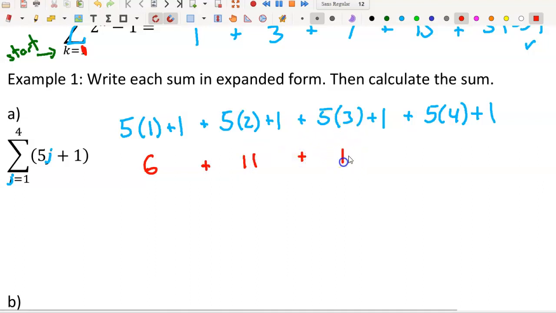And 16, yes. Next will be 21. And you add all those together. That's 50, 7, 8, 4.